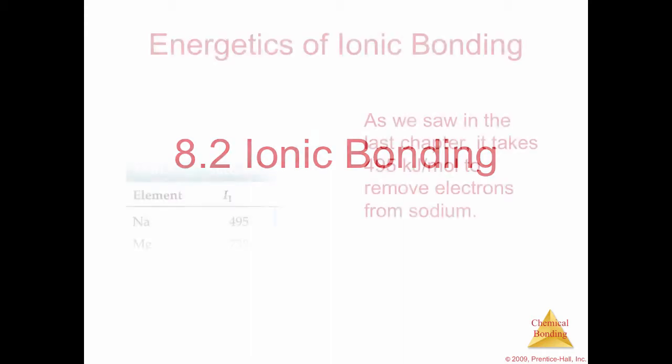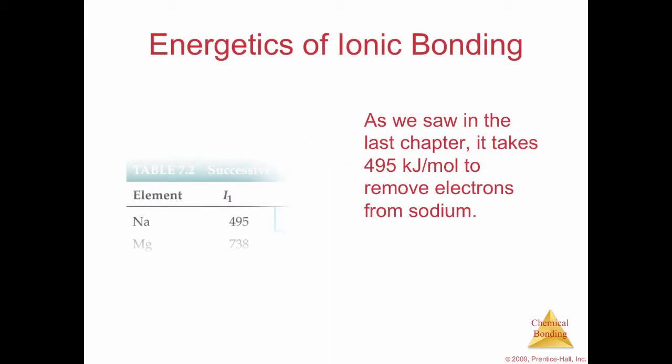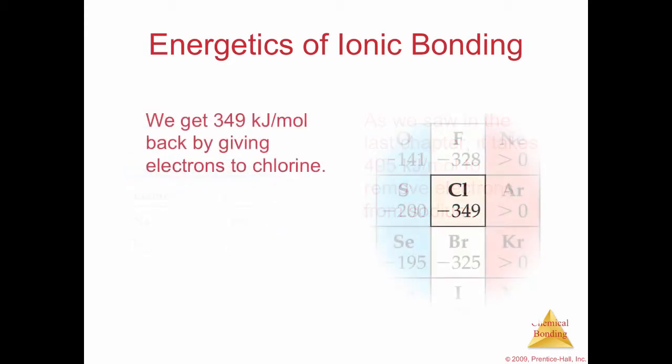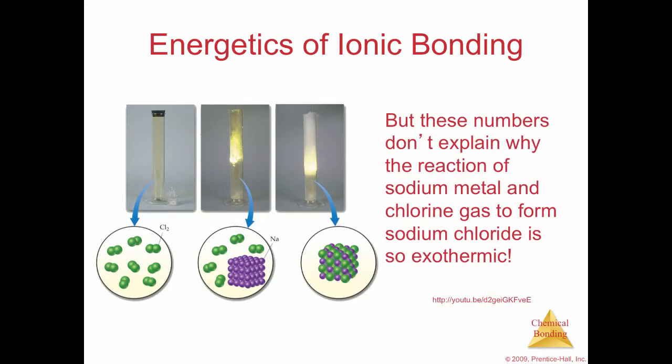8.2 Ionic bonding. The energetics of ionic bonding. As we saw in the last chapter, it takes 495 kilojoules per mole to remove electrons from sodium. This is the first ionization energy. We get 349 kilojoules per mole back by giving electrons to chlorine. This is the electron affinity of chlorine. These numbers do not explain why the reaction of sodium metal and chlorine gas to form sodium chloride is so exothermic.